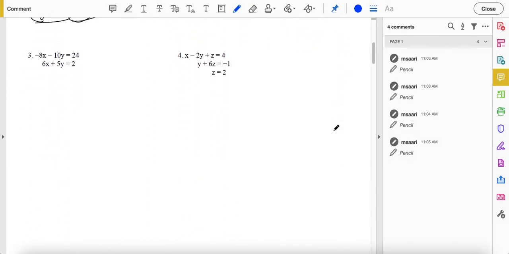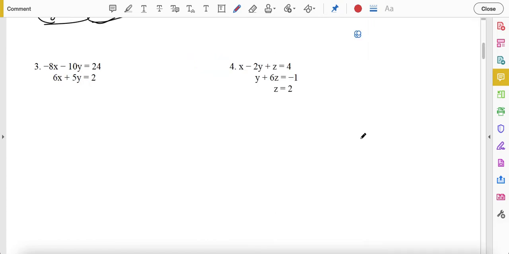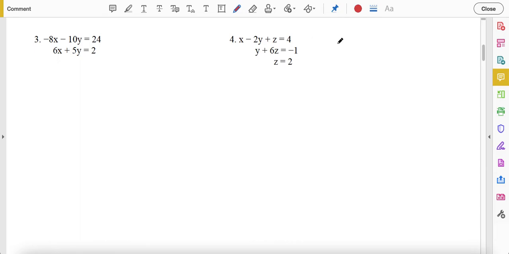All right, so here with this next one for number 3. We have negative 8x minus 10y equals negative 24, and 6x plus 5y equals 2. So we're looking for an easy way to cancel out a variable using elimination. And I see if we double 5, we'll have positive 10, which when we combine like terms with the negative 10, will go to 0. So we're going to take this whole equation and multiply it by 2.